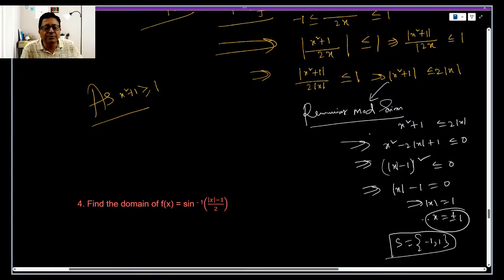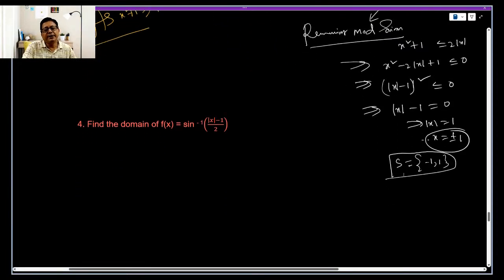Clear? Now can you try this one? Sin inverse of mod x minus 1 by 2. You practice with me. Then only you can have good control on it. I'm giving you time also to practice, 1 minute or 2 minutes. Then I'm doing it. You must do it before I complete it. Sin inverse of mod x minus 1 divided by 2.